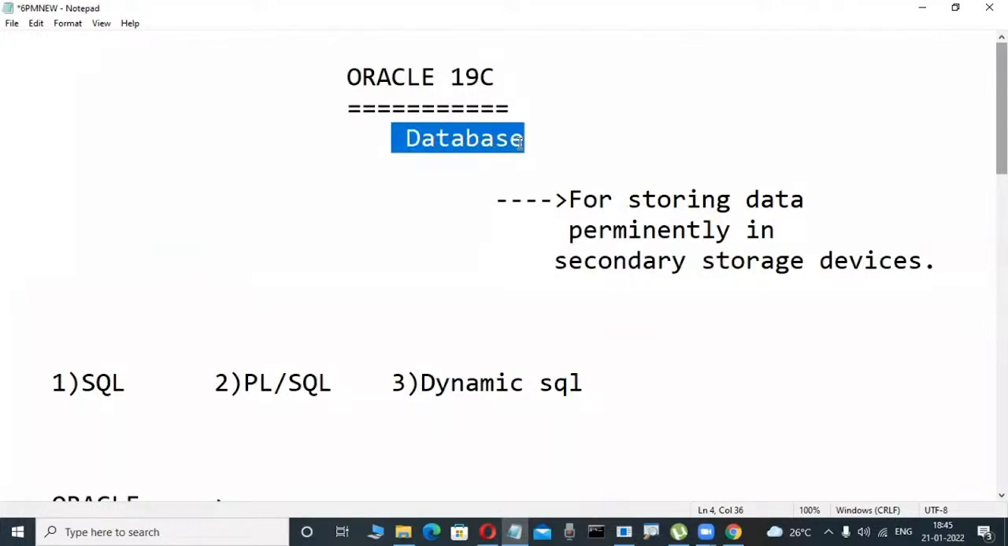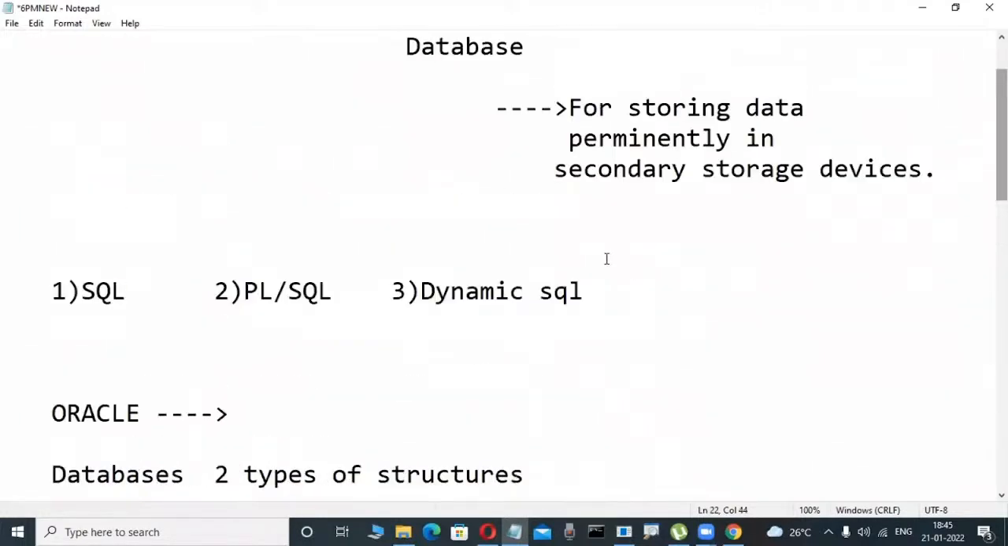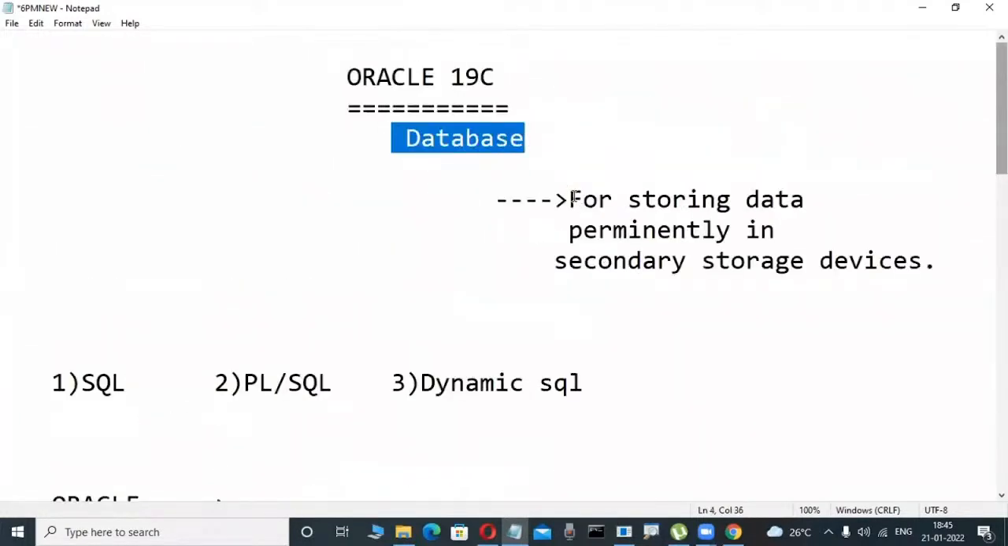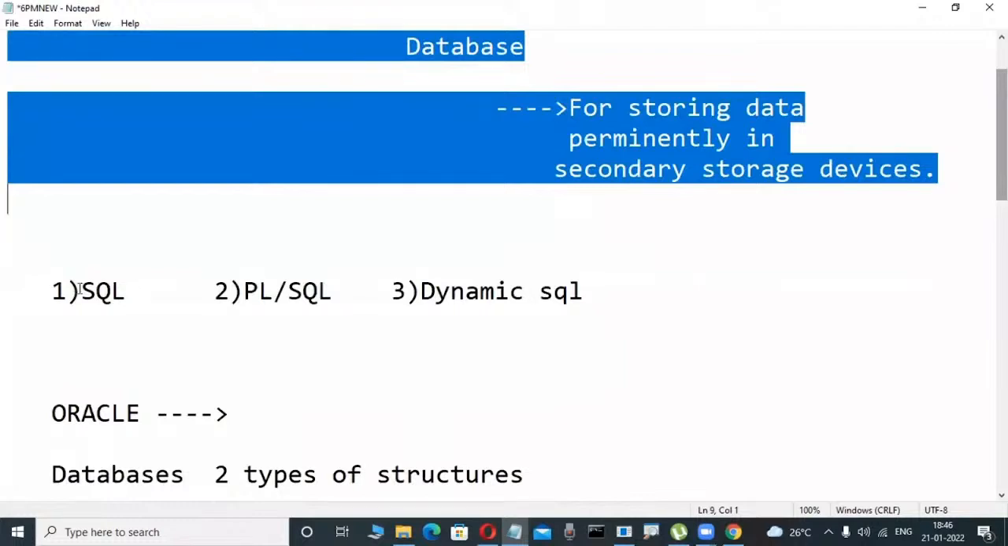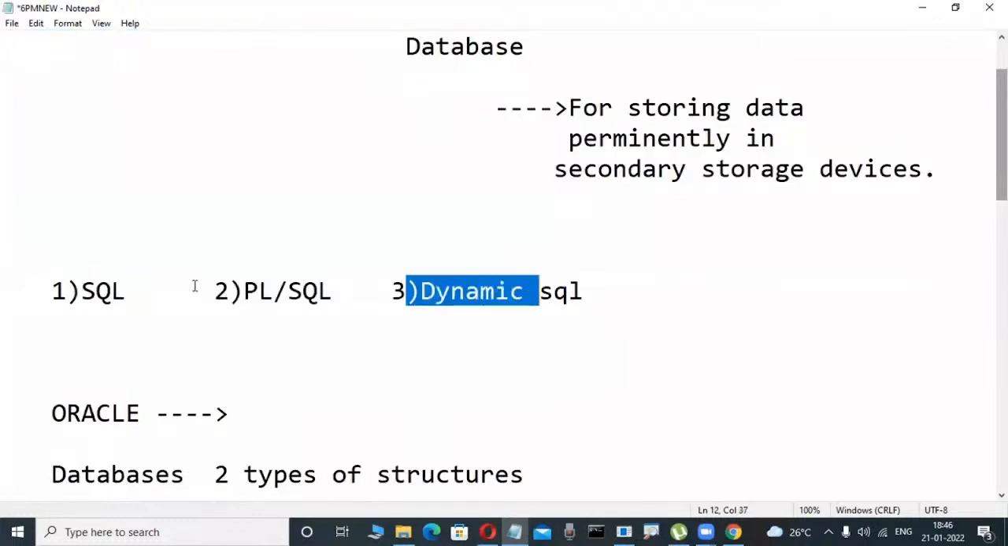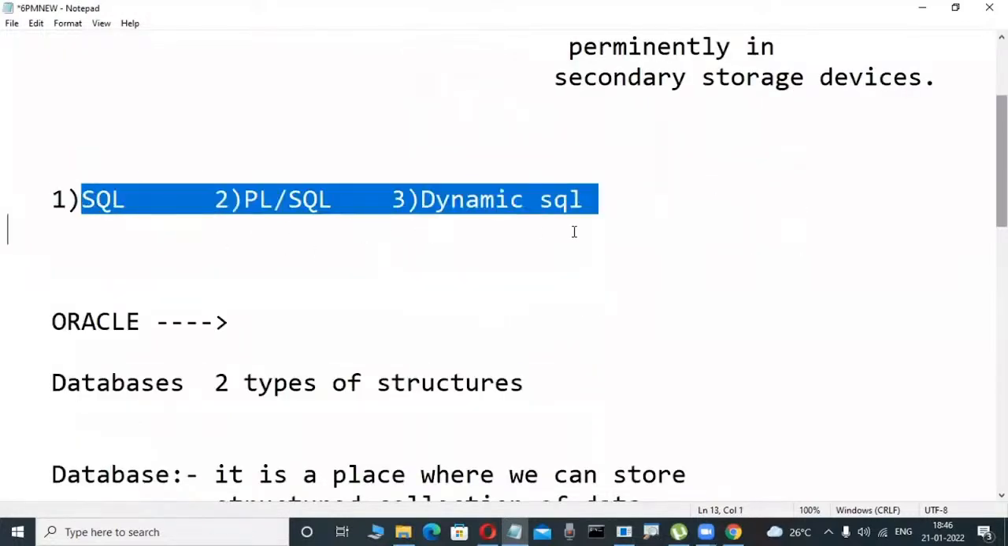What is a database? If anybody asks, as developers we say it is a place where we can store a structured collection of data. That is the logical side. The purpose of databases is not only storing data permanently, but also retrieving and fetching the data efficiently from that place. To operate this Oracle software, we use SQL, PL/SQL, and dynamic SQL languages. In any Oracle course, these three things are taught.